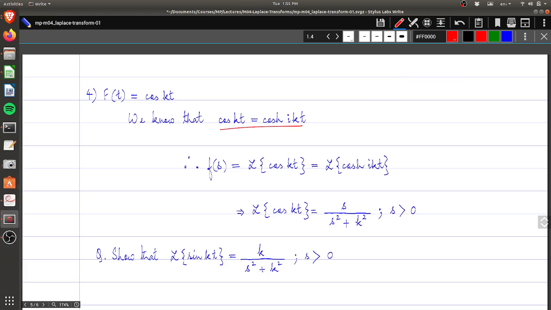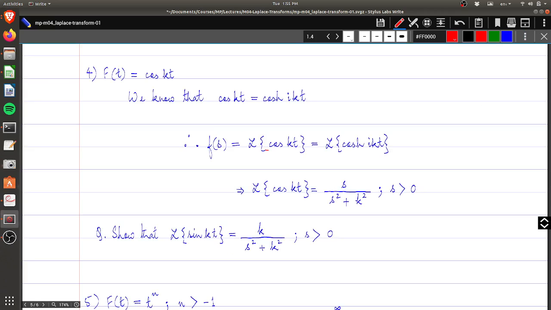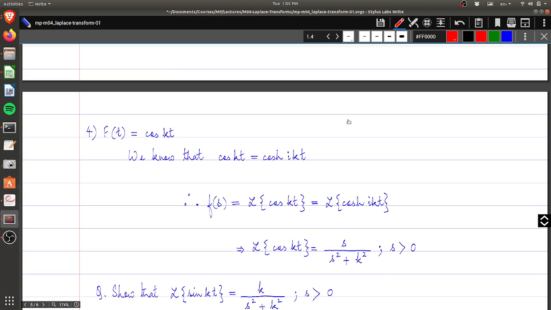So we use this relation here. I want to find out the Laplace transform of cos kt, which is equal to the Laplace transform of cosh ikt. For the hyperbolic cosine we already have the formula, s by s square minus k square. So wherever there is k, I replace it with ik. We had s square minus k square earlier, and here as well.